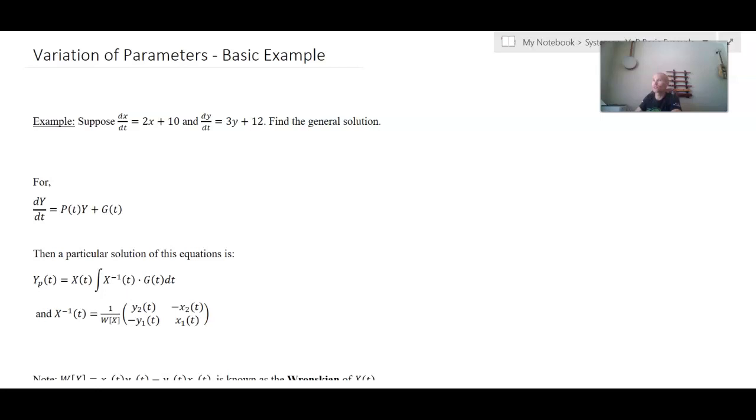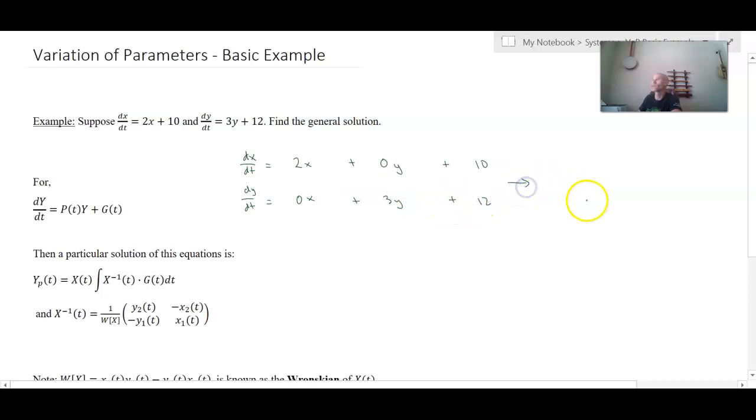So to construct this solution, we know that for something of the form dy/dt equals P of t times y plus g of t, let's go ahead and form that first. I'm going to take a moment just to write out the two equations, and I'm going to allow for the existence of a y term as well. Even if it's missing, I'll just write 0y and then plus 10. In the second equation, we'll have dy/dt equals 0x plus 3y plus 12.